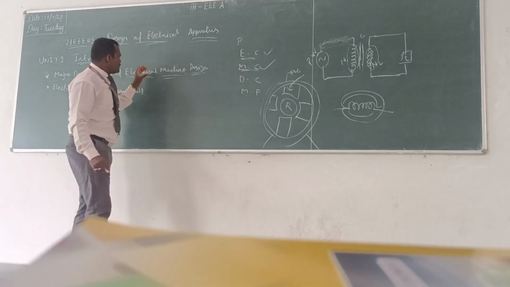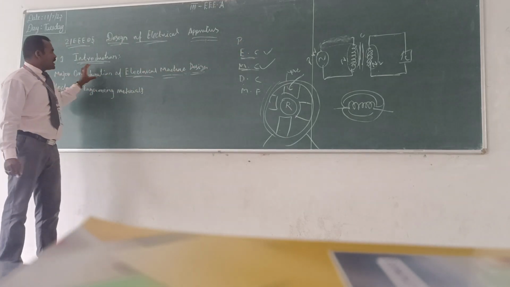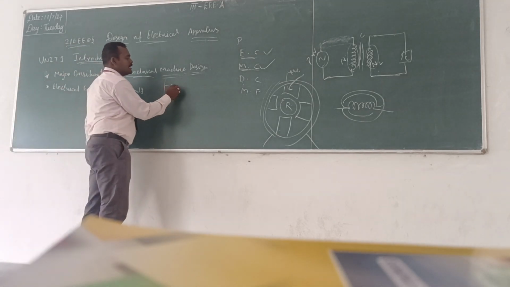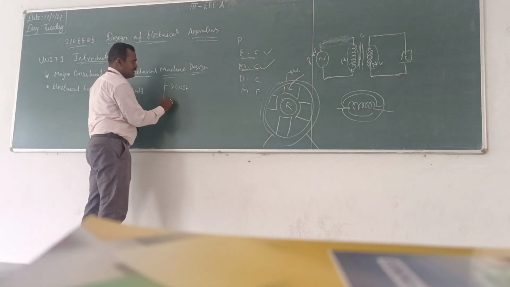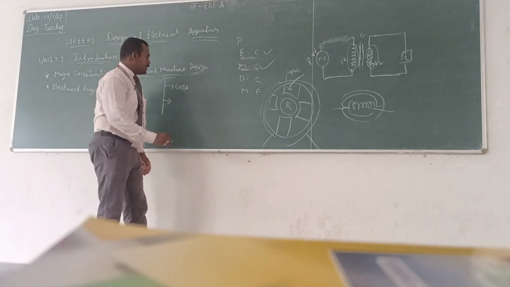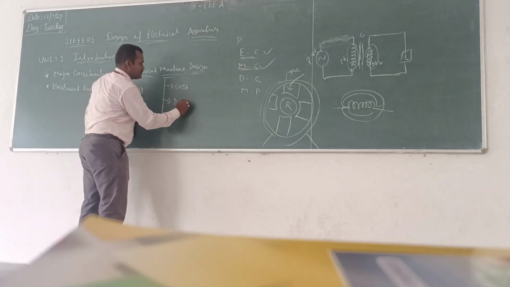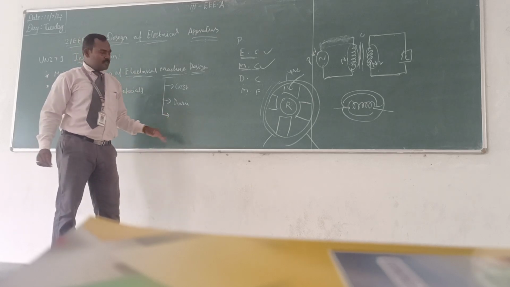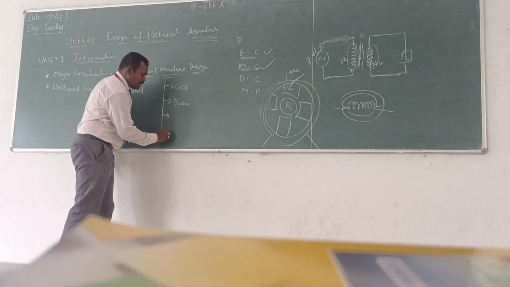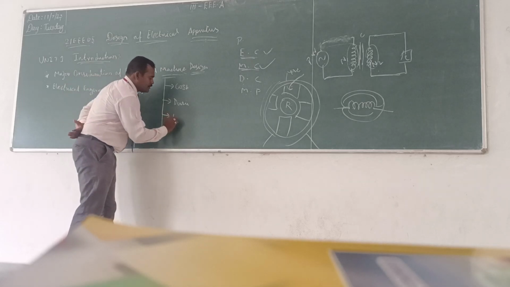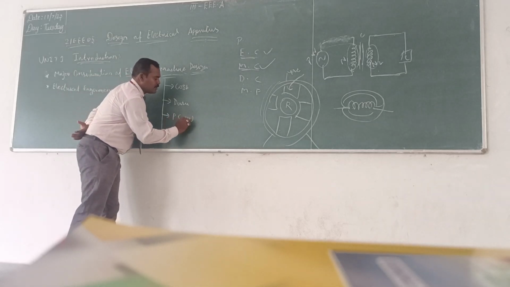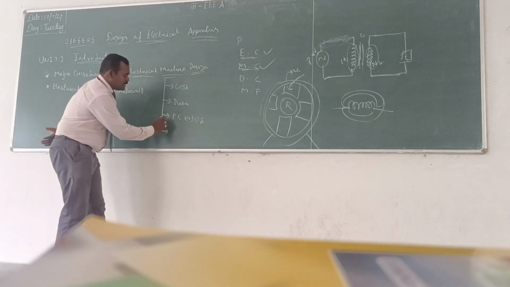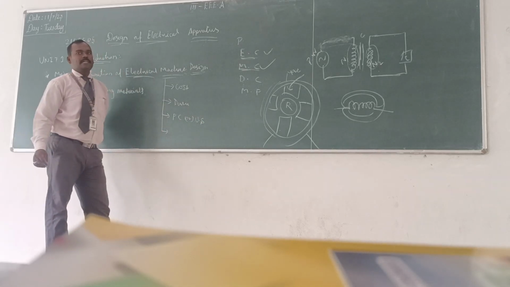If you consider our topic, the major considerations of electrical machine design, there are many things. That is the cost. Then the second thing, what is that? Durability. Then the third one, the performance criteria. Performance criteria are user specifications. Write it fully.